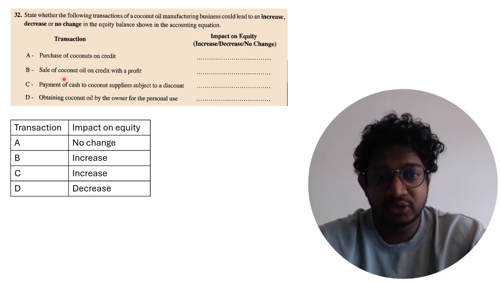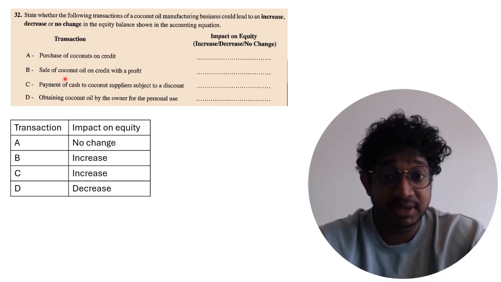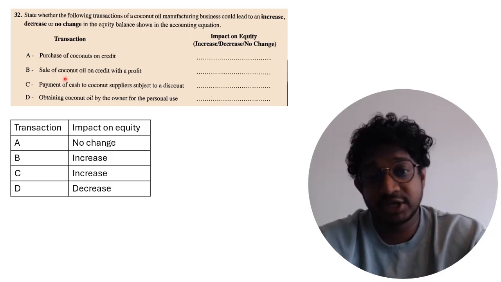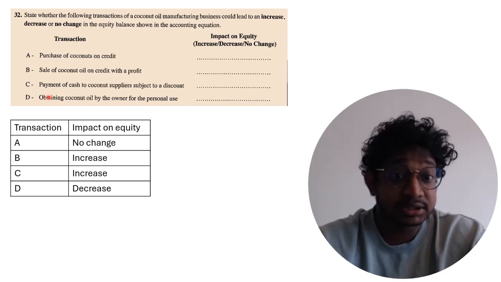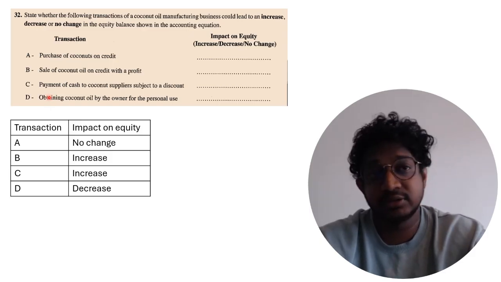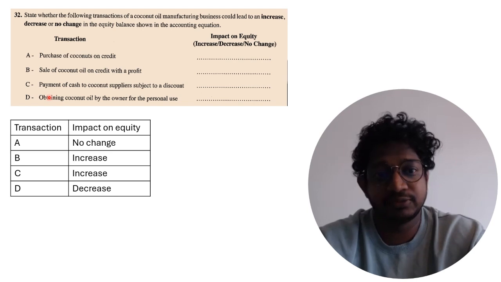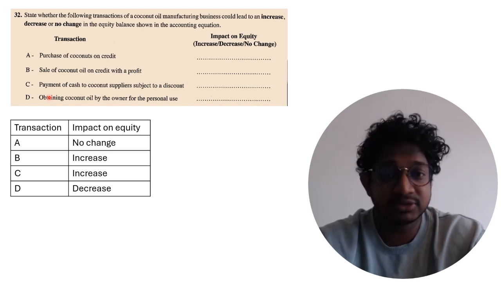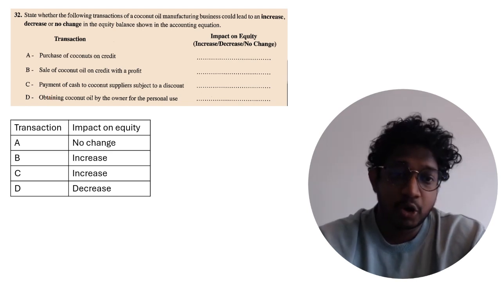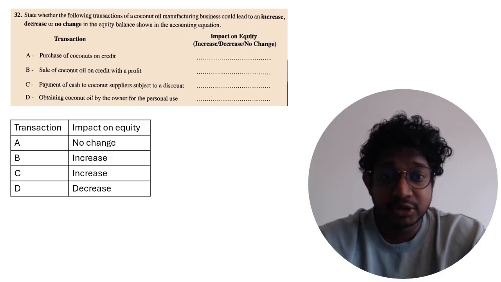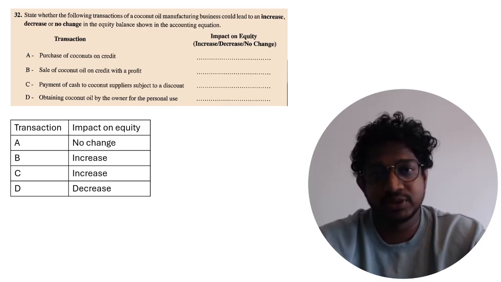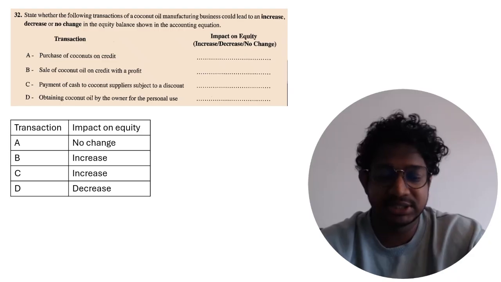Sale of coconut oil on credit with the profit. So from the profit margin, your equity is increasing. Payment of cash to coconut suppliers subject to a discount. So that means you are receiving a discount from your creditors. That is an income. So your equity is increasing. Obtaining coconut oil by the owner for personal use, that is a decrease. That is drawing. So when the drawings happen, your equity is decreasing, right?